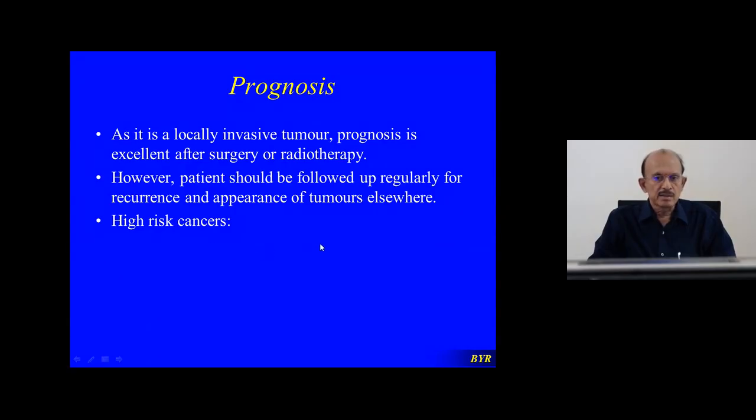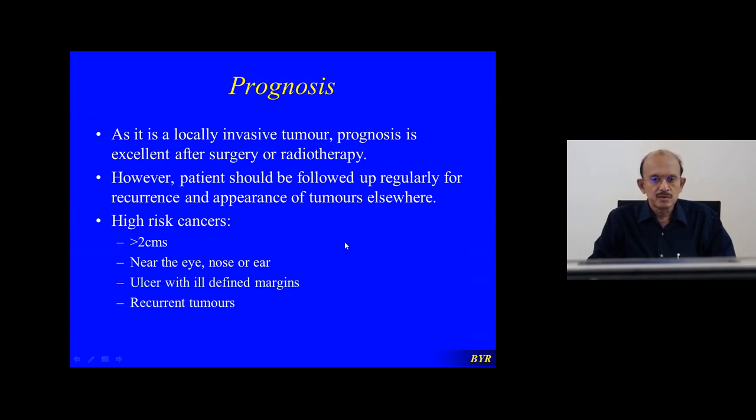Then high-risk cancers. When the tumor is more than 2 centimeters, if it is present near the eye, nose, or ear, an ulcer with ill-defined margins, recurrent tumors, or ulcers occurring in immunosuppressed patients, these carry high risk.